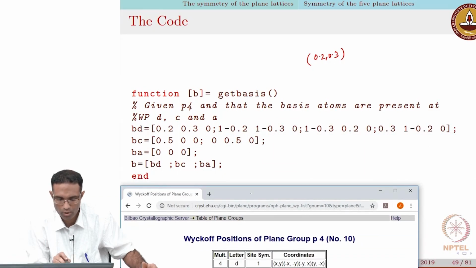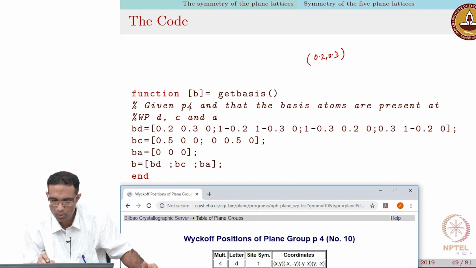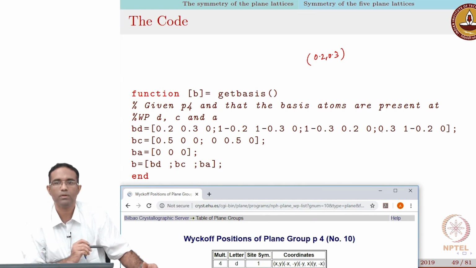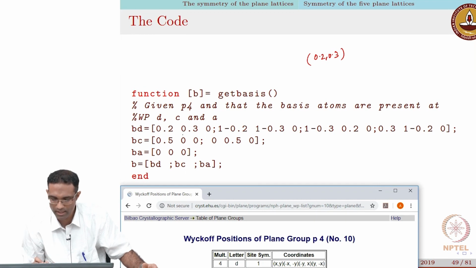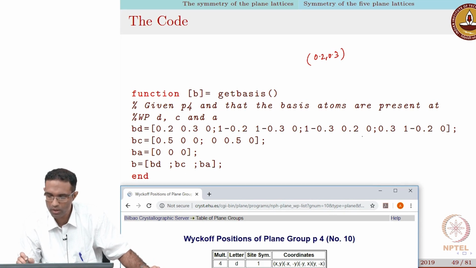So 4D, the basis D atom has 1, 2, 3, 4 positions present within that unit cell. 0.2, 0.3, which is x comma y, minus x, minus y, 0, which is 1 minus 0.2, 1 minus 0.3, 0. The next one is minus y, x, which is 1 minus 0.3, 0.2, 0. And the fourth one is y, 1 minus 0.2 and 0. Okay.